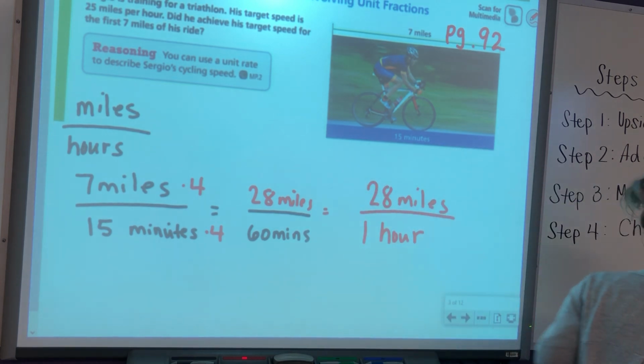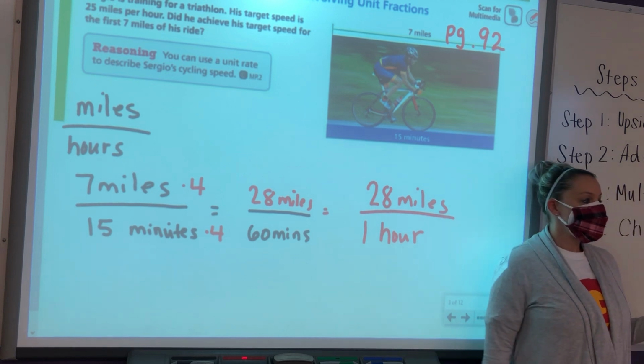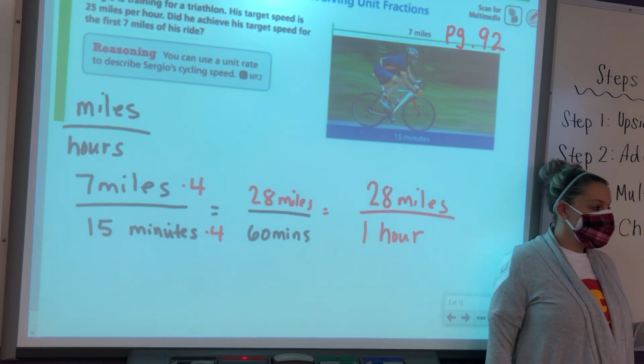Okay, did he reach his goal? Yes. He's above his goal. He wanted to go 25 miles per hour, but he ended up going 28 miles per hour. Okay, it's on a bike. Apparently he's a really good biker.